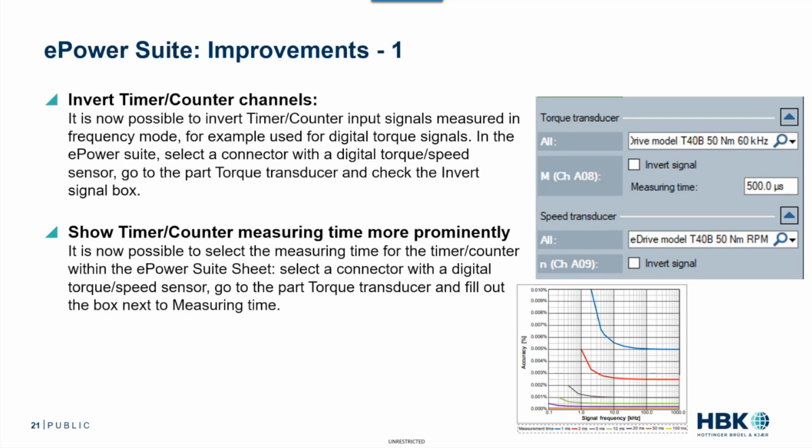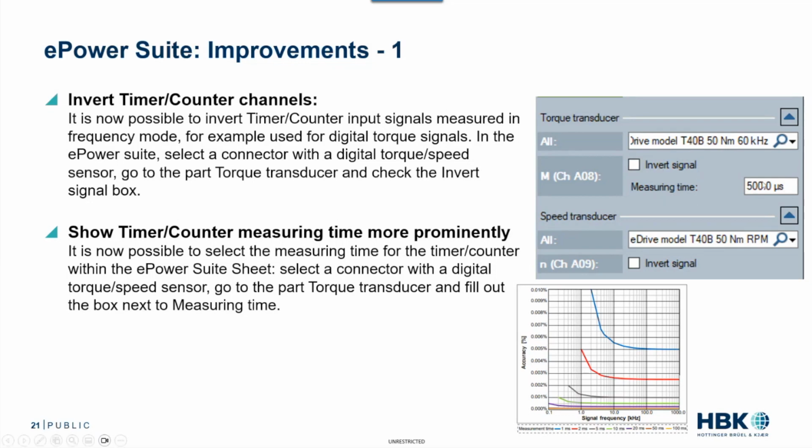And we did that through the real-time formula database before, but with this software update, we've now made that a hardware option for timer counter channels. So you have an invert signal checkbox in both torque and speed setup within ePower, and that gives you the capability to invert that signal in hardware, just flip it so that your result changes sign.